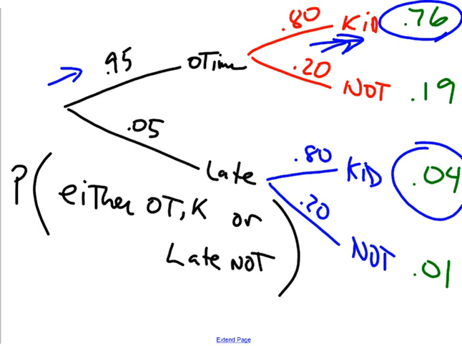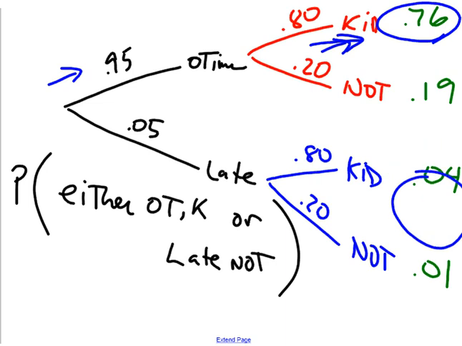Okay, so anyway, did you get that that was either on time with a kid, which is this one, or, and what does or mean? You add it, it's going to be a bigger answer, so I got to add it to it, and late not, and that would be here, and put them together, and you got 77%. Raise your hand if you had the 77. Okay, good.